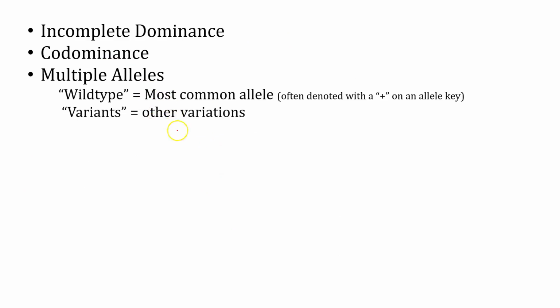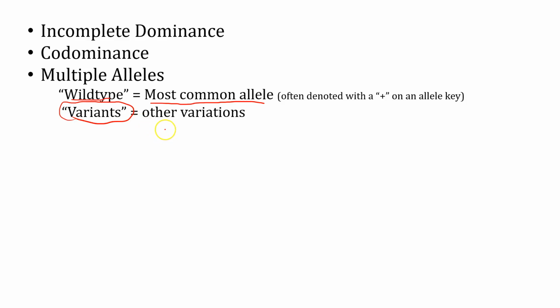Generally, when there's a whole bunch of alleles, it's not as clearly defined which one is dominant and which one is recessive. So generally, the convention used in this scenario is that the most common allele we call wild type, and then all of the other ones that are different from that we call variants.